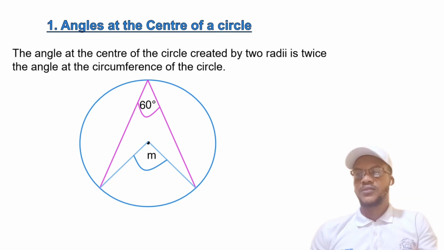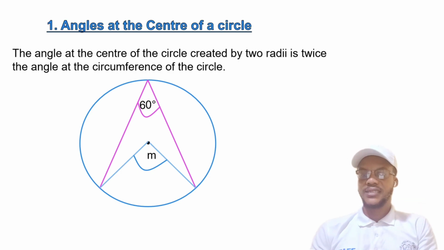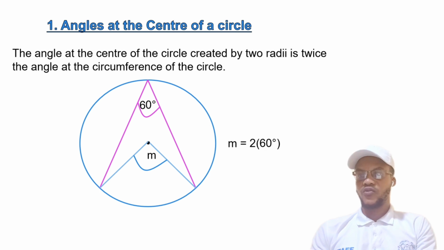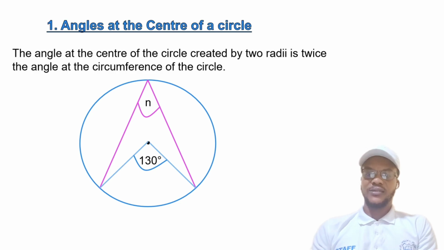So if that is the case, then let's move on. It means that M should be equal to 2 times 60 degrees. And that is going to give us 120 degrees. So to get M, twice of 60 gives us 120 degrees. Now let's try another example.